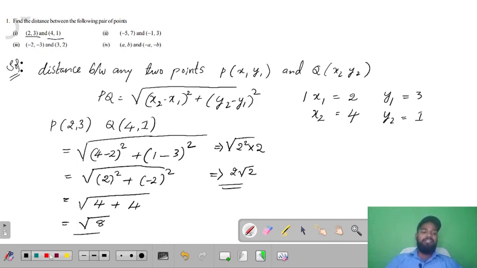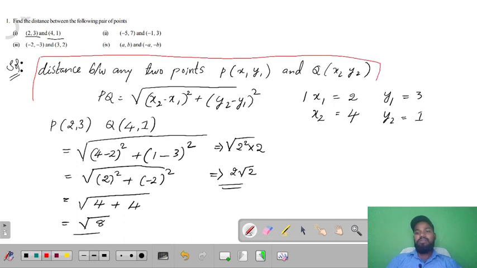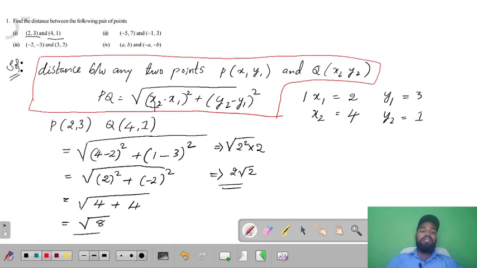So what I did here, you just remember this formula. What is the formula here? Distance between any 2 points is the square root of (x2 minus x1) whole square plus (y2 minus y1) whole square. If you remember this formula, then it is easy to do all the problems.